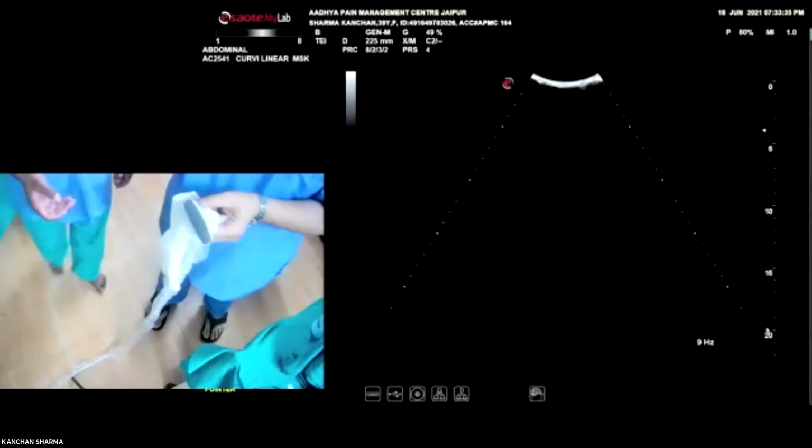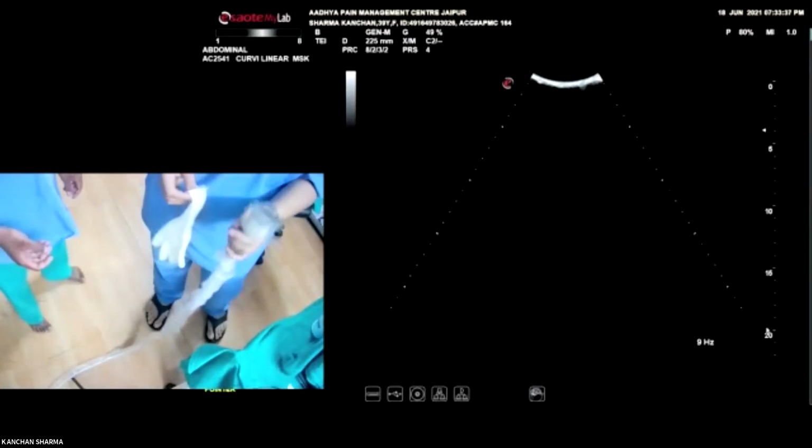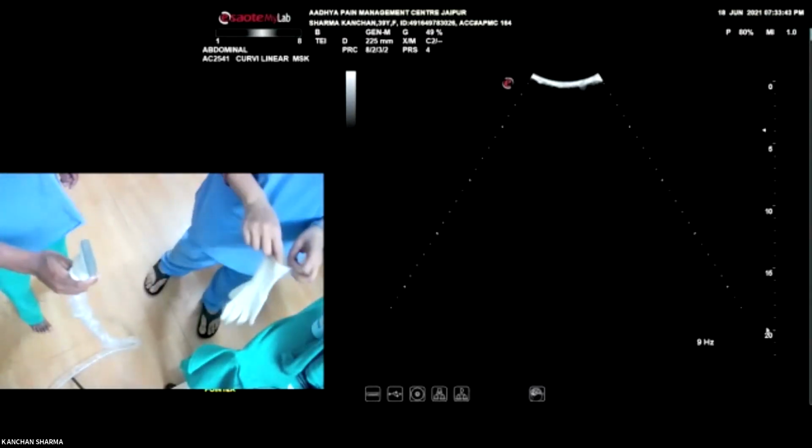So after having taken all the sterile preparation, what are you supposed to do? I have washed everything, which I have not done right now, just to show you. What you need to do is hold your probe like this. Okay, this is gloves. This is how I do it.